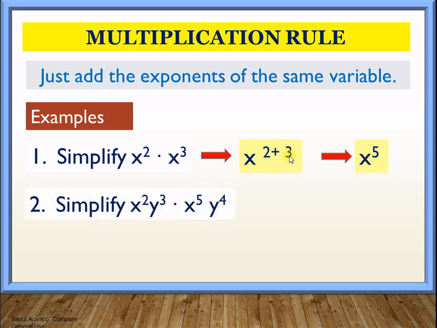Let's have another example. So I have here x and y, and we're multiplying. So on the x, I have to add 2 and 5. While on the y, I have to add 3 and 4. So our final answer for this one is x to the 7th, y to the 7th.